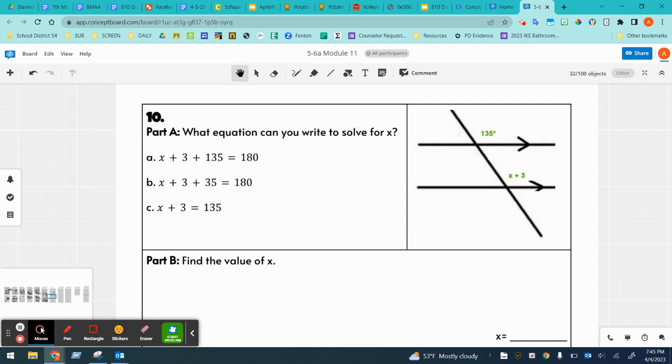Try your best to follow along, filling in everything. Remember, when you're writing things down, you learn things better, okay? So we're looking at angle 10 here. And part A says, what equation can you write to solve for x?